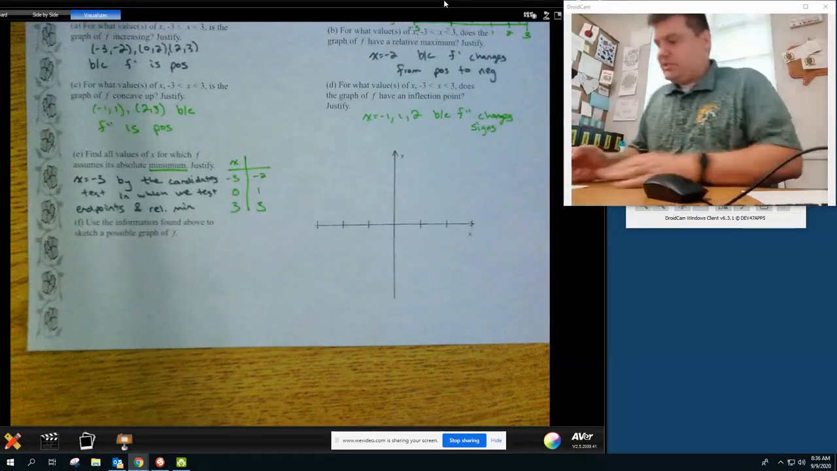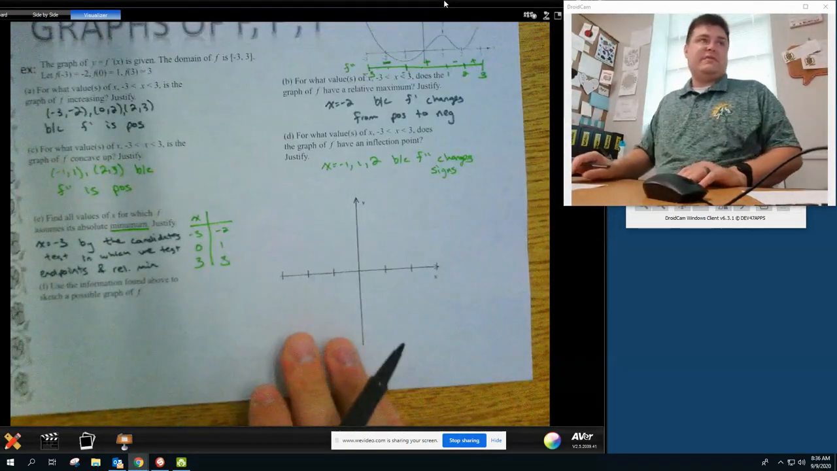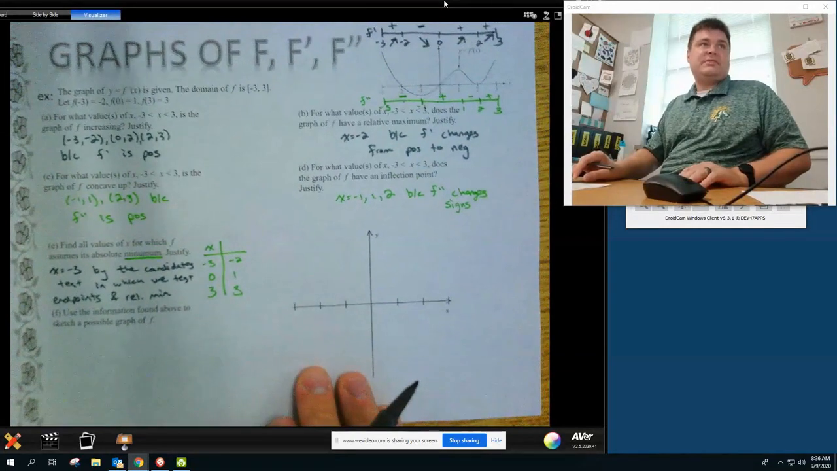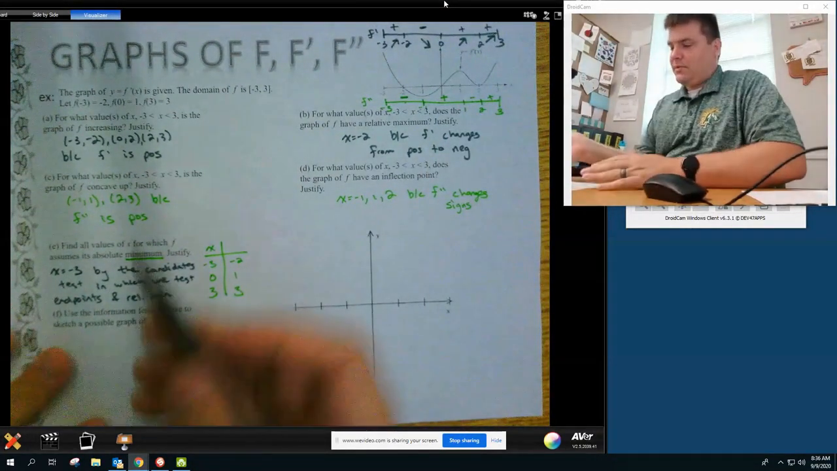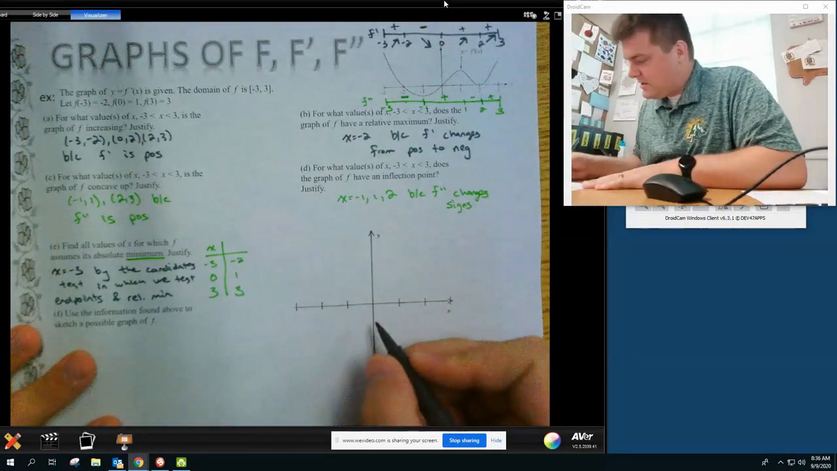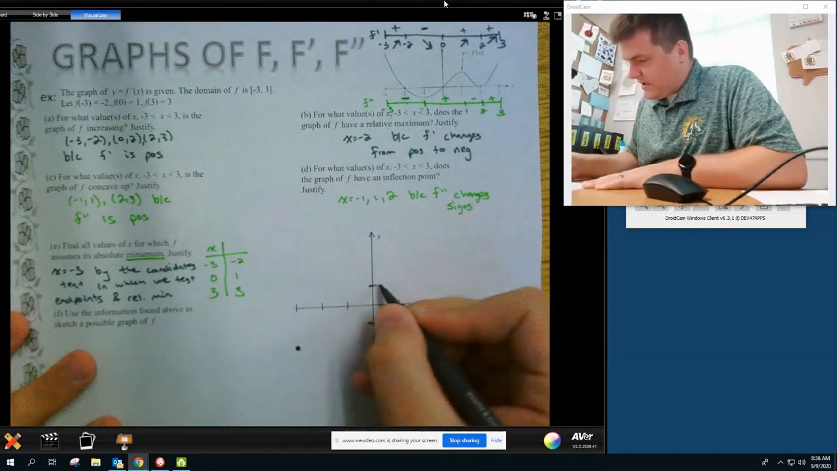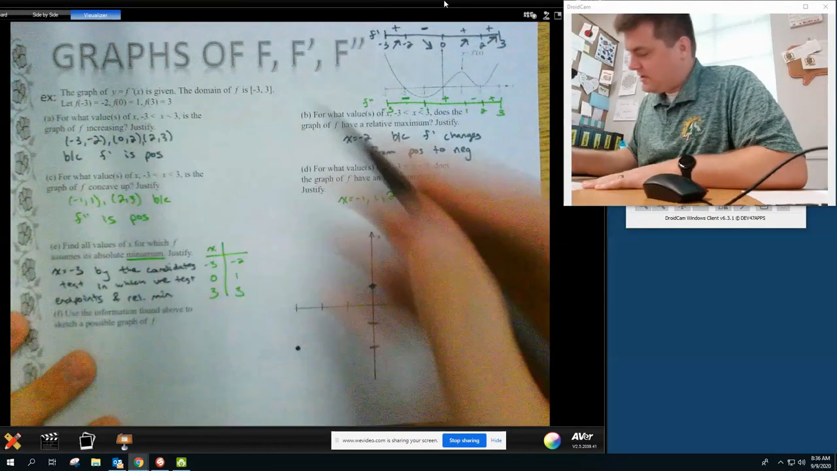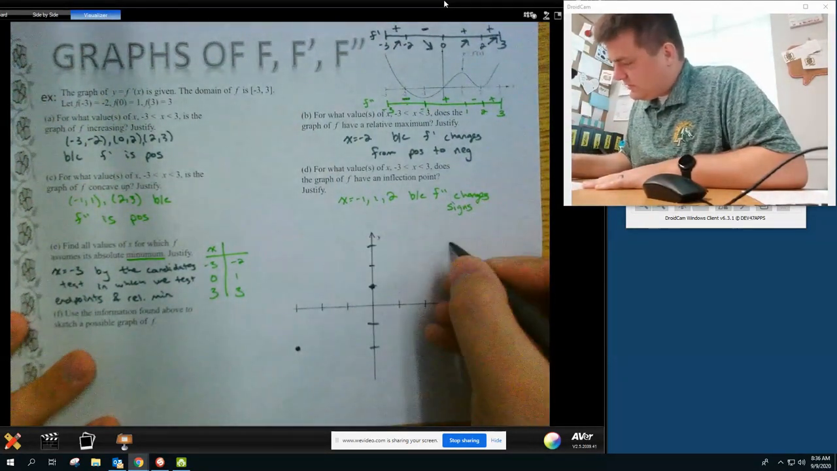And the last part is just to go ahead and use the information to sketch a possible graph of f. So just use everything that we have here. We're given these two sign charts that I had to figure some stuff out for, and we're going to graph this. So real quick, I know that at negative 3, I have a height of negative 2. At 0, I have a height of 1. I'm just going off of here. And at 3, 1, 2, 3, I am given a height of 3.